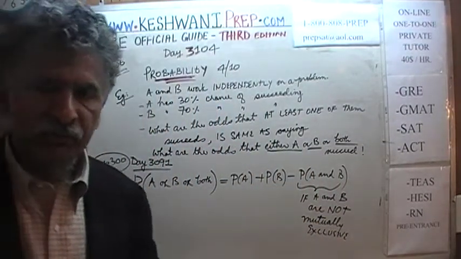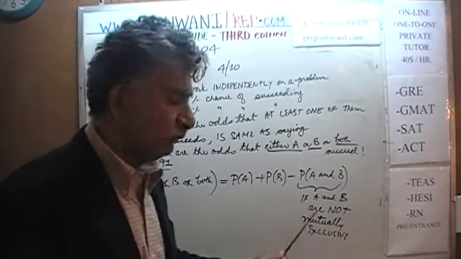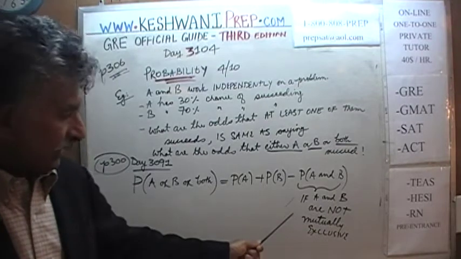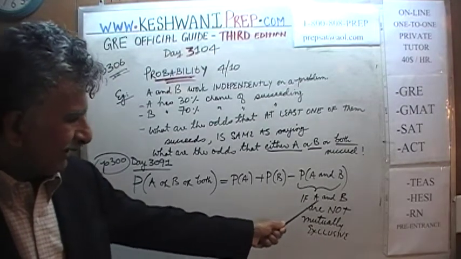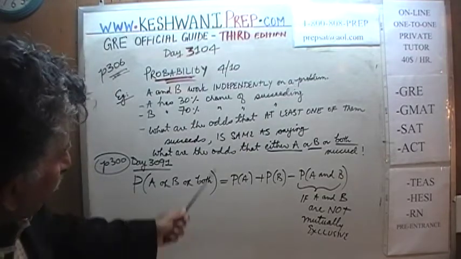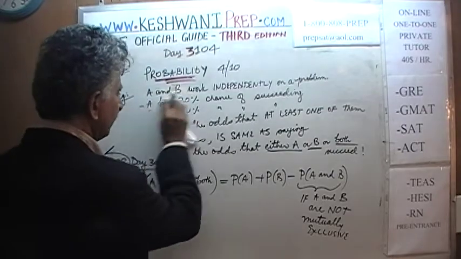We don't have the luxury of repeating the same concept over and over again. This is the third day, this is the fourth day where we're repeating it, but eventually we'll have to stop. This will only come into play if A and B are not mutually exclusive. Very quickly on the top here, let's take a look one more time at what it means to be mutually exclusive.